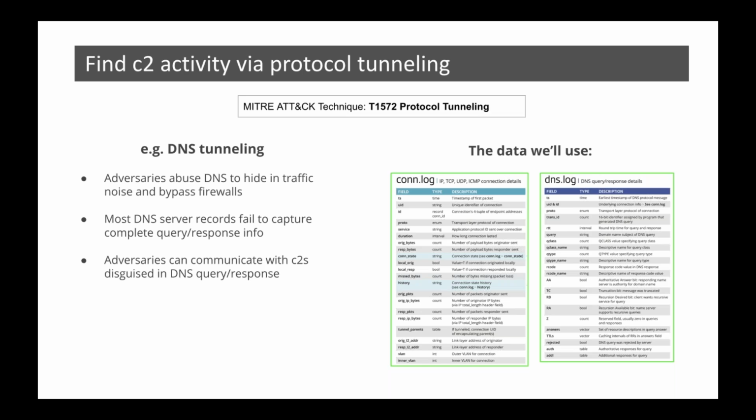And so the problem, right, is DNS servers typically aren't capturing the data you need to actually see some of that tunneling activity. You're not getting the full query and response of the DNS event, which you would need to be able to see if an adversary might be doing something fishy, like using it as a C2 channel. And the data we'll use today is the Zeek connection log and the Zeek DNS log.